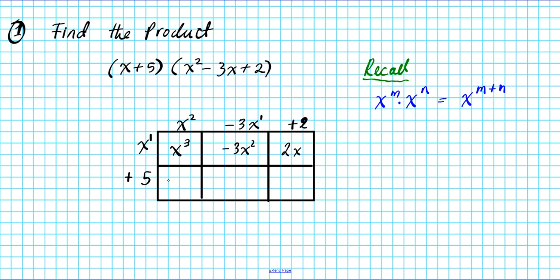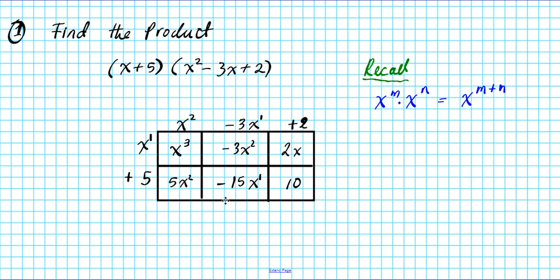Alright, let's move on to the second row. We're going to be multiplying 5 by these three terms here. 5 times x squared is 5x squared. 5 times negative 3x, plus times minus is negative. 5 times 3 is 15. And we have x to the first power. It's as though there's an x to the 0th power here, and if you add 0 to 1, you just end up with 1. The last entry involves multiplying our two constants. 5 times 2 is 10.